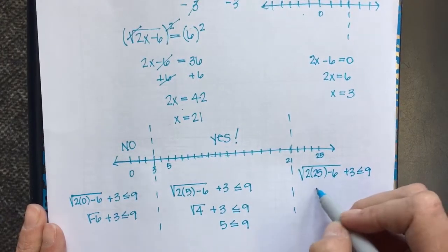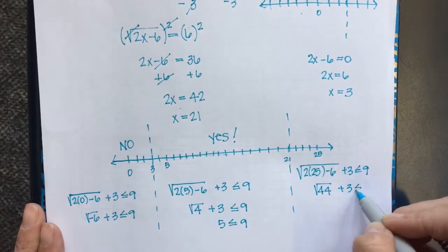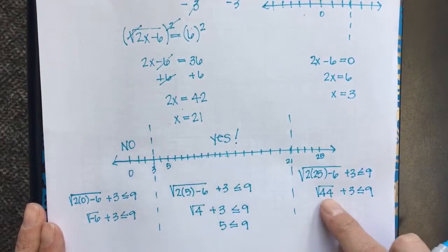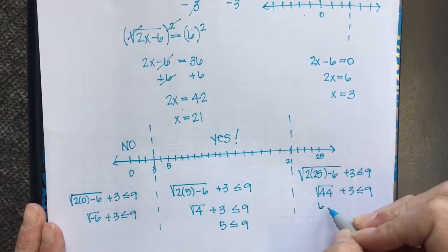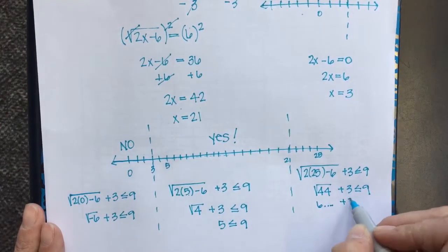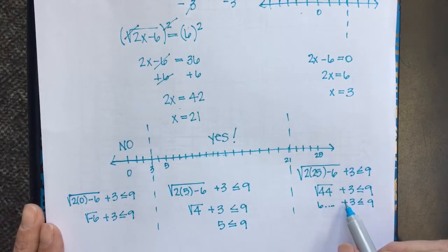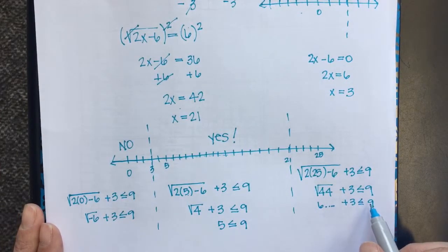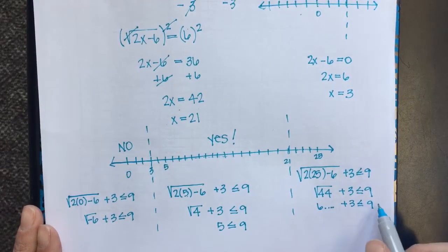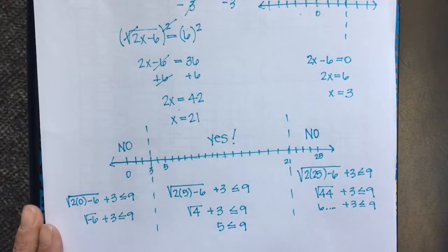So 50 minus 6 is 44. So 44, we know it's bigger than 36. Square root of 36 is 6. So this is going to be 6 point something. You can use your calculator. I don't have one with me right this moment. Plus 3 is less than or equal to 9. Well, 6 point something and I add 3, that's not less than 9. It's going to be 9 point something. So that does not work, which means that that whole section is a no.